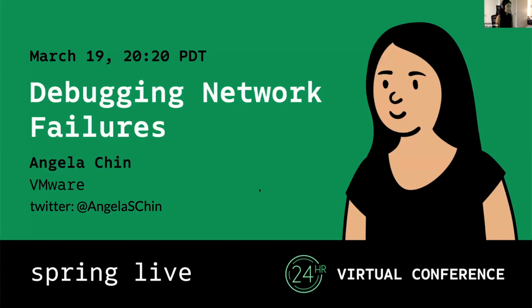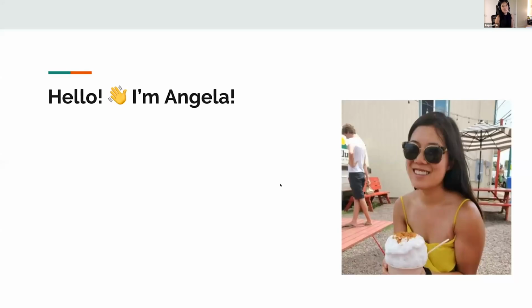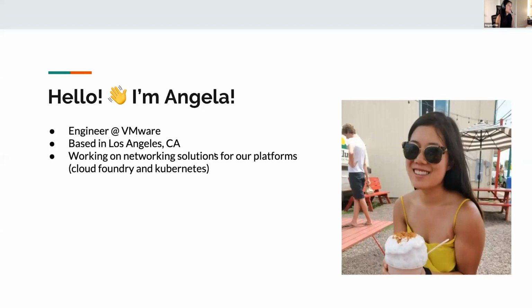So to get started, I wanted to do a quick introduction. Hello, my name's Angela. I'm a software engineer at VMware. I'm based in Los Angeles, California, although right now in this time of social distancing, I guess that doesn't matter quite so much. And I work primarily on networking solutions for our platforms. I was previously at Pivotal, where I worked on networking for Cloud Foundry and Kubernetes, and I'm continuing to do so as part of our Tanzu portfolio now.